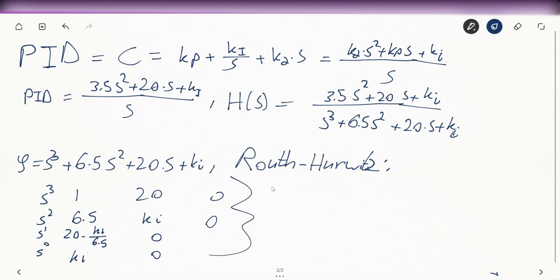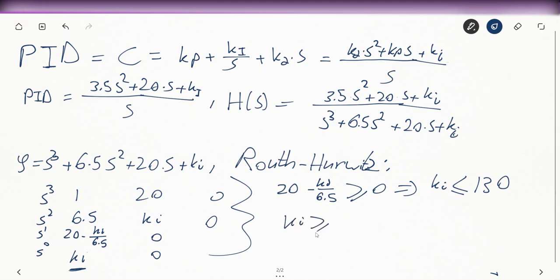Now, from this criterion, we know that every element in this array, which is called the Routh array, should be greater than or equal to 0 in order for this characteristic equation to describe a stable system. So 1 is greater than 0, 6.5 is always greater than 0, but 20 minus Ki over 6.5 should be greater than or equal to 0. By simplifying, this gives us that Ki should be less than or equal to 130. And from the last element of the array, we know that Ki should be greater than or equal to 0.